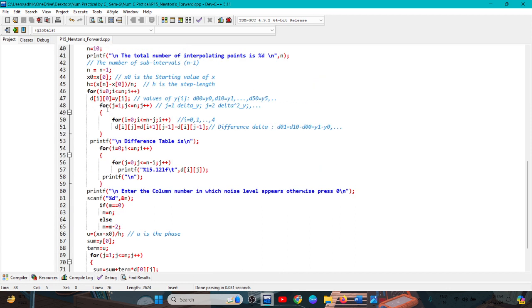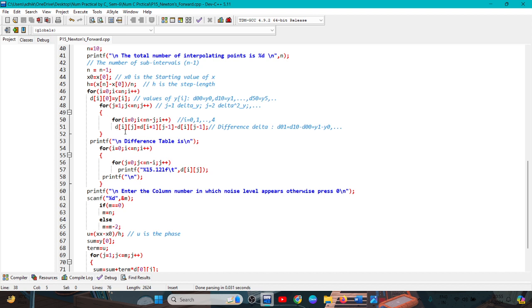Next, for this j loop, j equal to 1, j less than or equal to n, j plus plus: for j equal to 1, we get the first order difference, that is delta y, and for j equal to 2, we get the second order difference, delta 2 y, and so on.